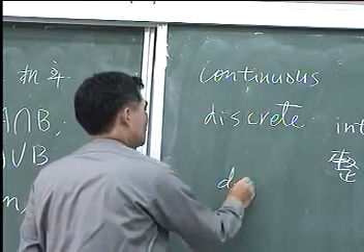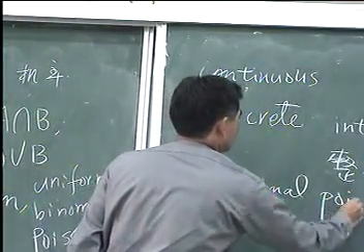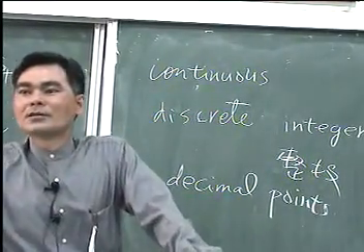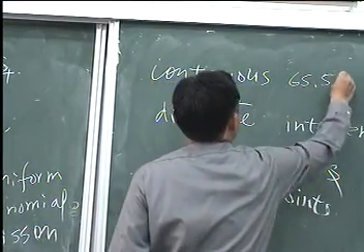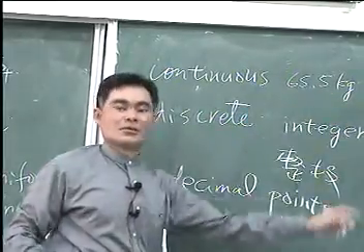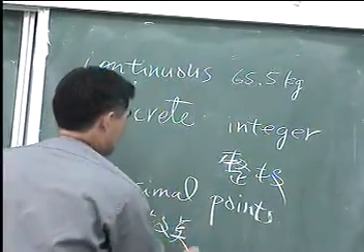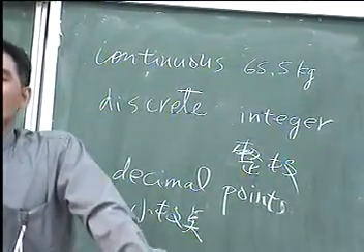What do decimal points mean? So let us say, how much do you weigh? Maybe say 65.5 kg, right? So with these decimal points, okay? So basically the difference is very clear.